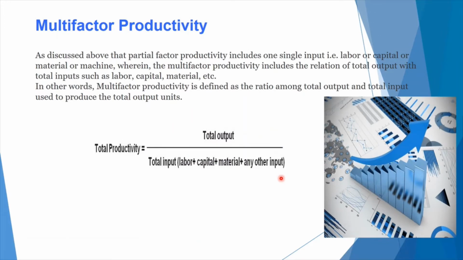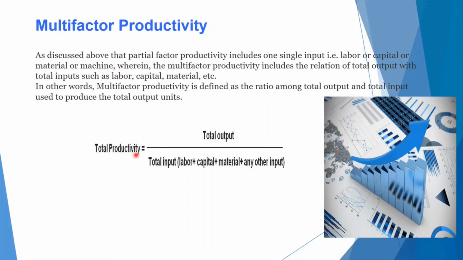So let's begin with multi-factor productivity. What is multi-factor productivity? As we discussed above, partial factor productivity includes one single input, for example, labor or capital or material or machine, wherein multi-factor productivity includes the relation of the total output with the total input such as labor, capital, material, etc. In other words, multi-factor productivity is defined as the ratio between total output and total input used to produce the total output units. This is a formula for calculating multi-factor productivity.